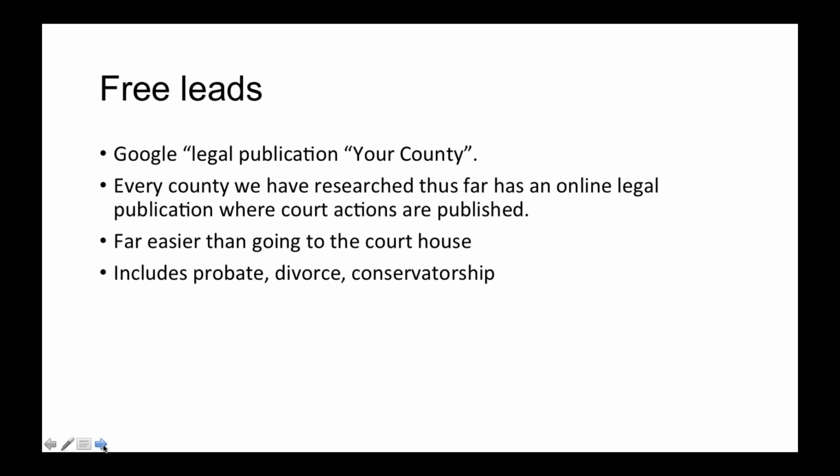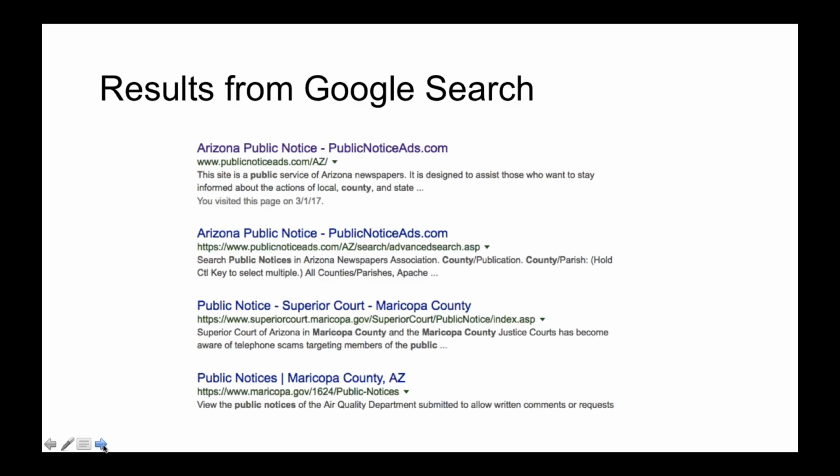Just Google legal publication in your county, and you should pull up a website that aggregates all the legal publications or the legal notices, and most of these will include probate, divorce, and conservatorship files. The only ones I care about are the probate. This is an example when I searched for Arizona. So I searched Arizona public notice, and I got Arizona public notice ads.com and publicnoticeleads.com. Both of these work well.